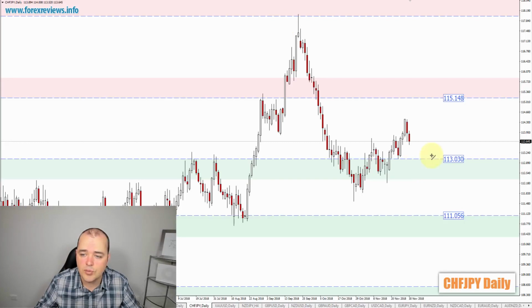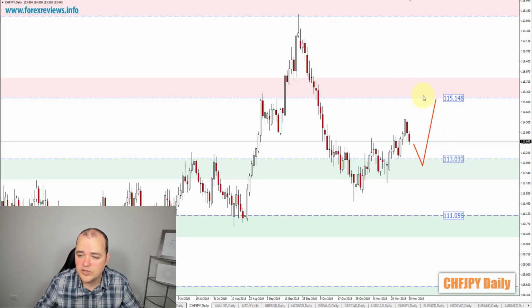This is an area that if price pulls back and tests this area this week, on a retest of this important zone I'm just looking for bullish evidence in this area. And if I see the right bullish evidence in this area, then potentially looking for a move all the way up to the 115.14 zone area to the upside.